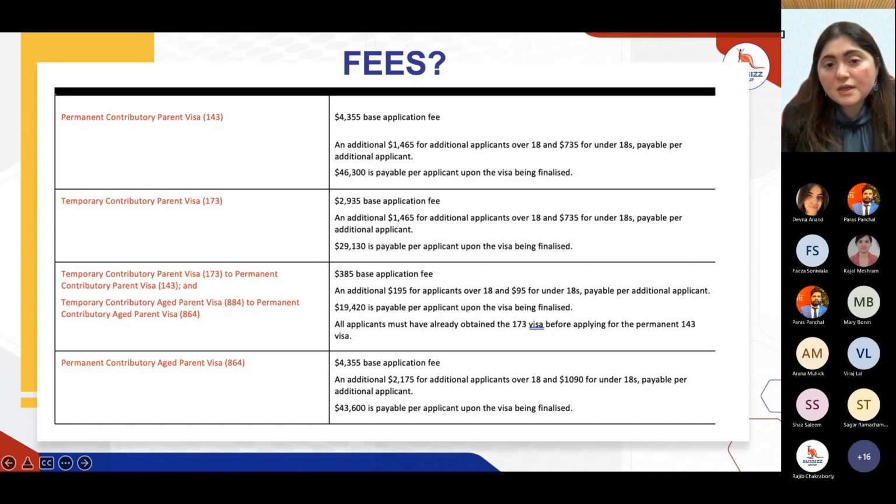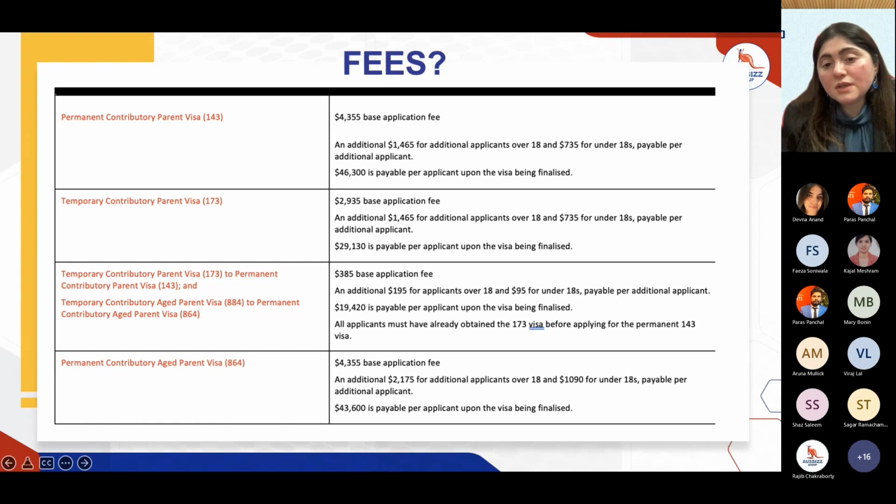Because it's a temporary visa, what the department has done is you pay $29,130 in the beginning, and the rest when you apply for the contributory 143 visa. So the 173 visa leads to the 143 visa. The temporary contributory visa 173 leads to the 143 permanent visa. When you are doing the 143, because you've already paid this lump sum amount, the Department of Home Affairs only charges $385 as the base application fees.